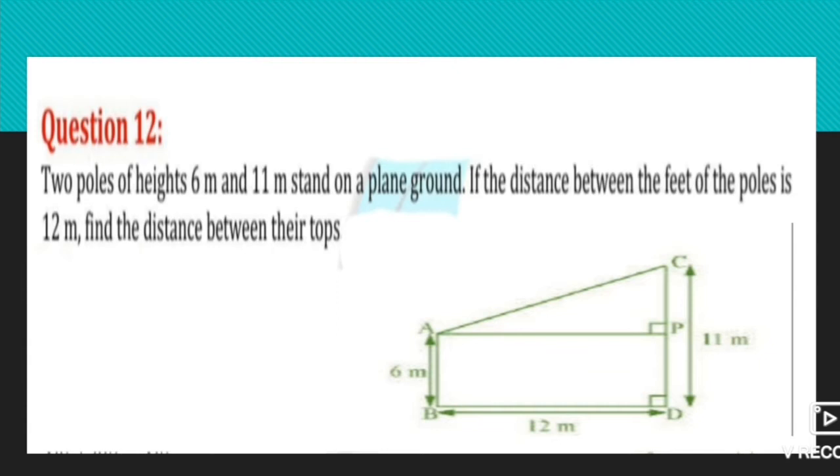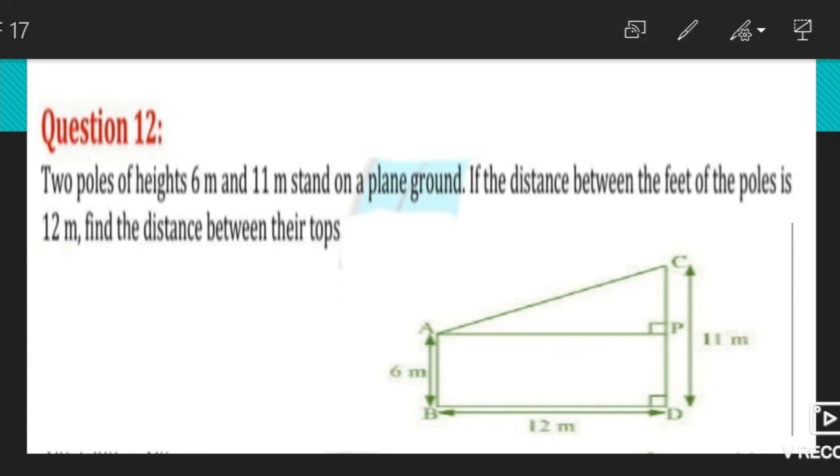Two poles of height 6 meter and 11 meter stand on a plain ground. If the distance between the feet of the poles is 12 meter, find the distance between their tops. Here AB is one pole and CD is another pole. The length of pole AB is 6 meter and CD is 11 meter. The distance between their feet is 12 meter. You have to find the distance between their tops, that means you have to find this distance AC.